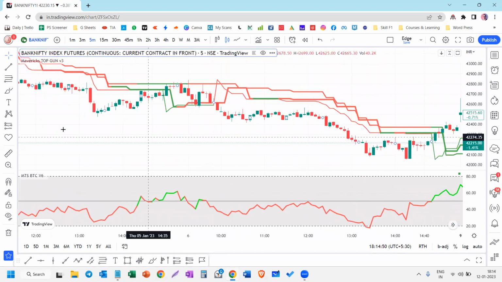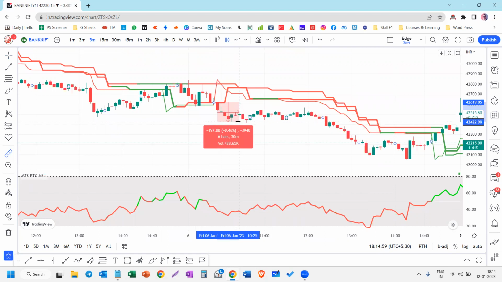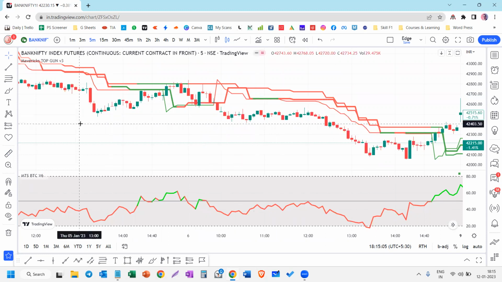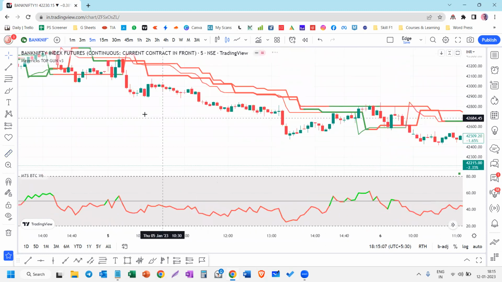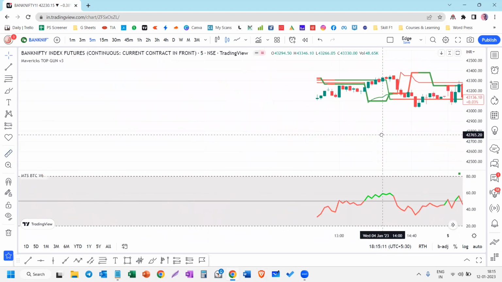Now see, in this one, if you would have entered here, because all 3 are red, you can easily get your 200 points. No need to wait till here. Let's go over here. Same situation. Let's go back.